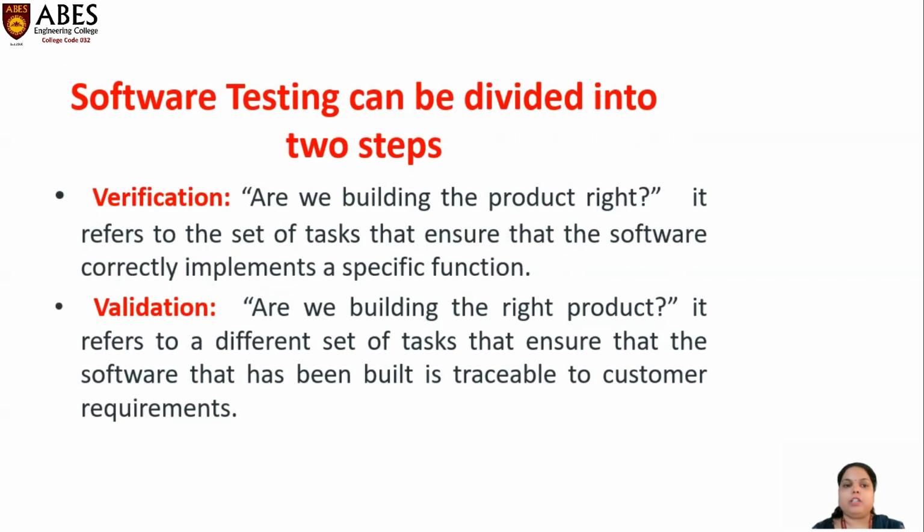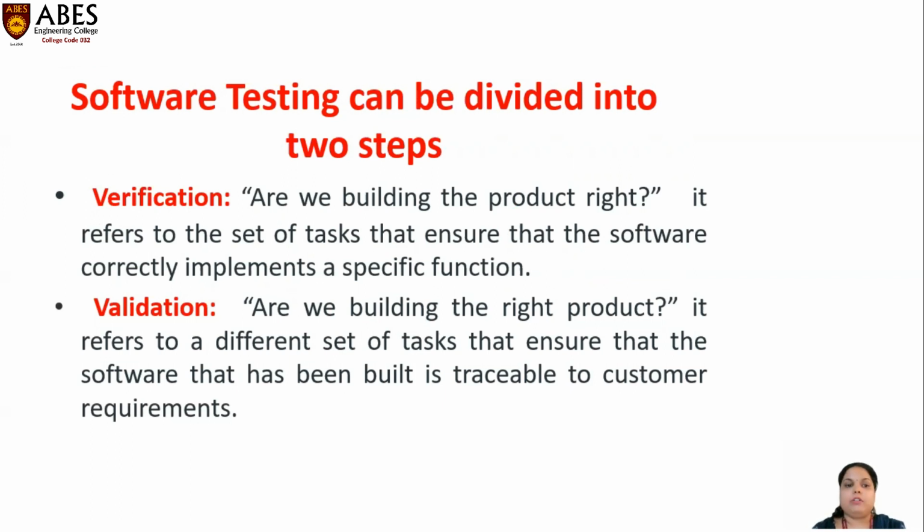Now next we talk about the two levels of steps in software testing. One is verification and the second one is validation. Verification can also be said as: are we building the product right? It refers to the set of tasks that ensure that the software correctly implements a specific function or not. That means we applied the right process for building the right product.